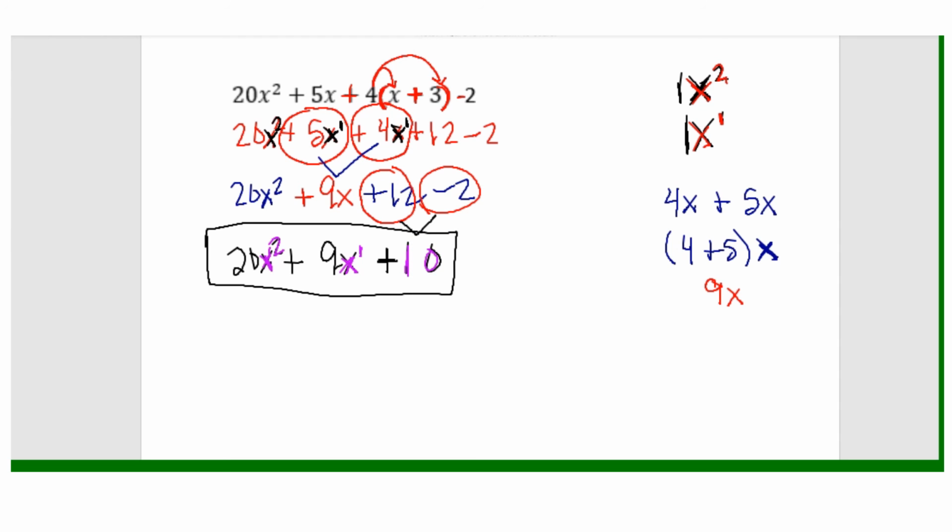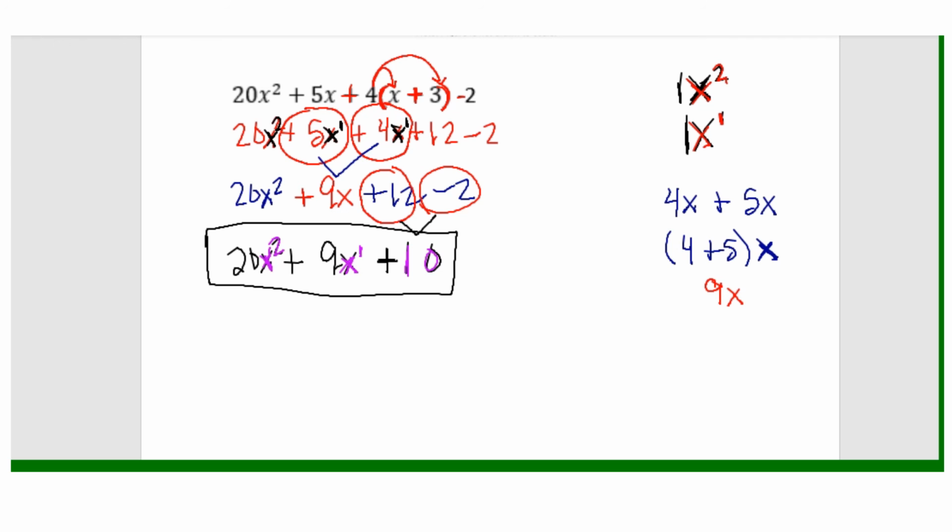A constant is a term that's not being multiplied by a variable. It's going to stay consistent. So you'll leave it like this. You will not combine these. You will not add 20 plus 9 plus 10. That is completely wrong because they are not like terms.